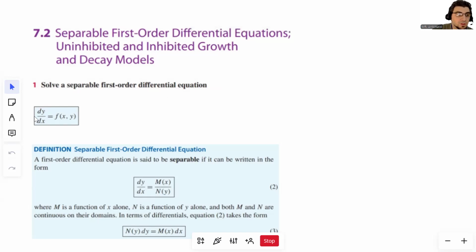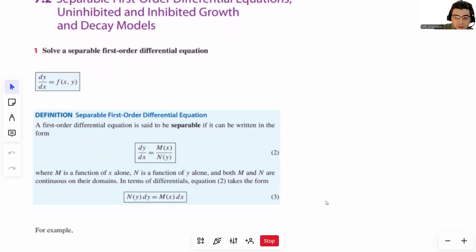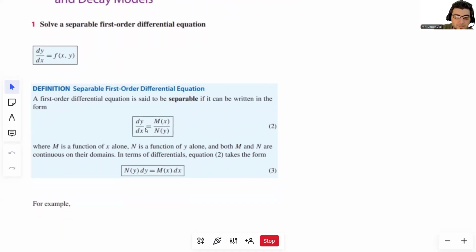Now, a first order differential equation has the form where the derivative is a function of x and y. And if it's separable, what that means is it can be written in the form M of x over N of y. In other words, M is a function of x alone and N is a function of y alone. And the reason they call it separable is because you can actually separate the y function with the dy and then separate the x function with the dx.